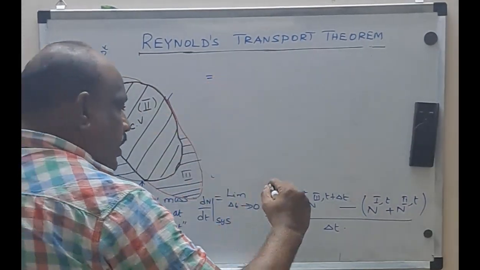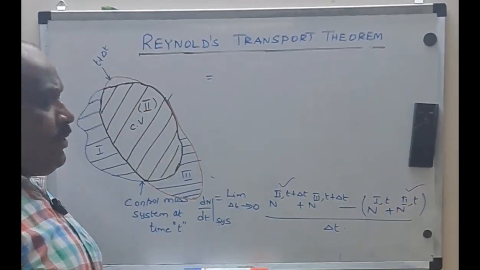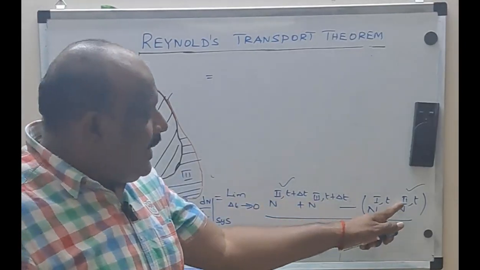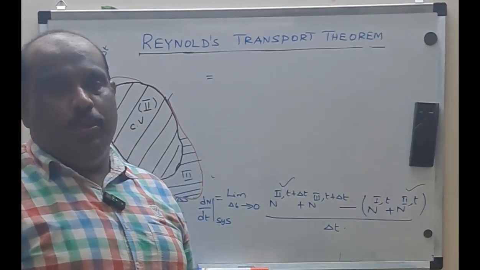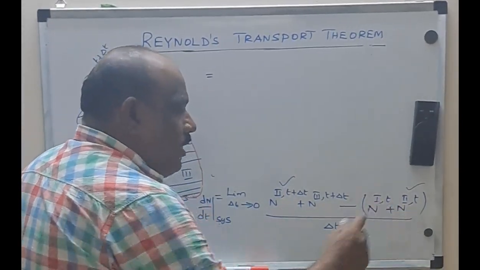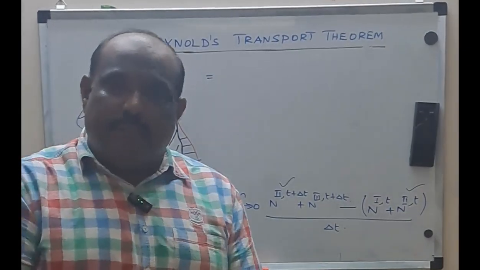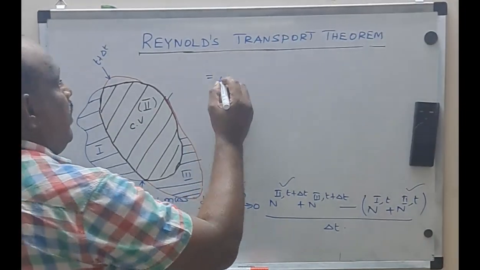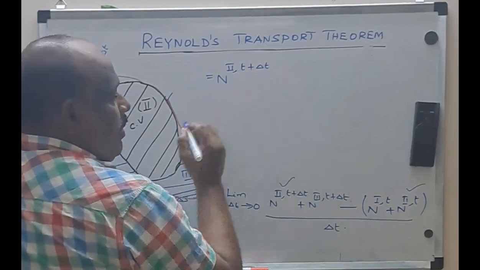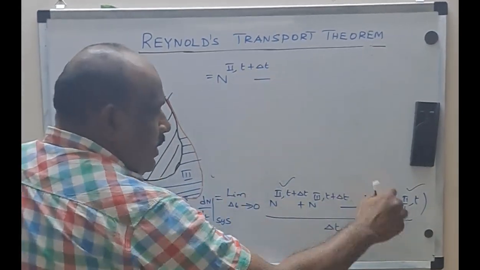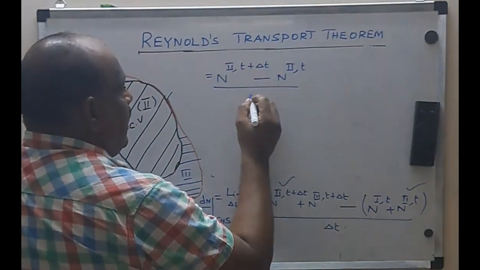Now, I am going to take the first term and the fourth term. Why am I taking the first term and fourth term? Because both correspond to the region or the domain capital Roman letter 2. So I am going to choose the first term and the last term and combine them together. I am just working mathematically. N of 2 comma t plus delta t minus, why minus? This minus will be taken here, minus N of 2 comma t, by delta t.